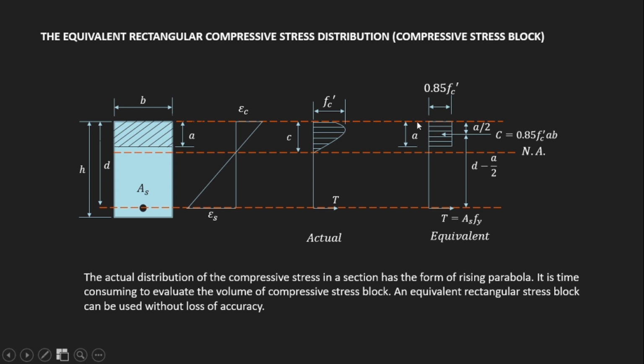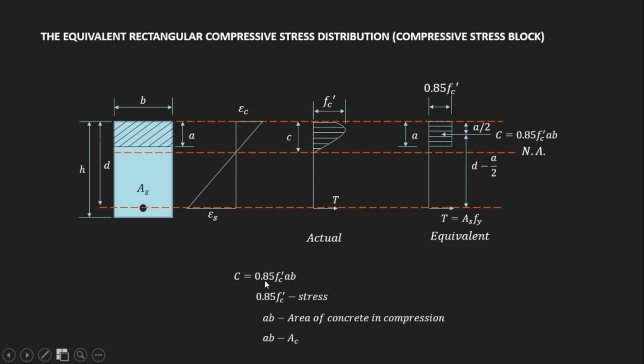It has a height of a and a stress of 85% of the compressive strength of concrete. The C is the compressive force carried by the top area, or the compressive stress block. And the T is As times fy, the tensile force carried by our steel. The actual distribution of the compressive stress in the section has the form of a rising parabola, and it is time consuming to evaluate the volume of the compressive stress block because we would need calculus, which is why we have the equivalent rectangular stress block, and this can be used without loss of accuracy.